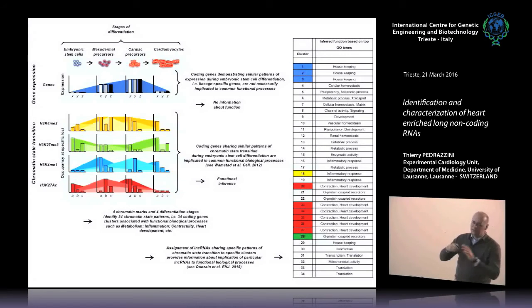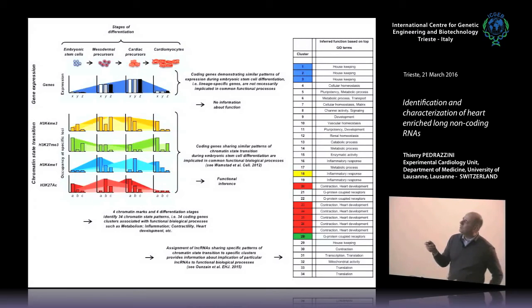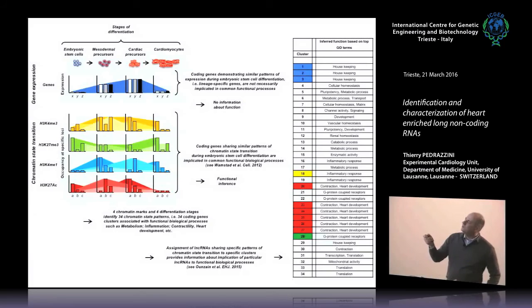Now, if you try to define the function of a transcript, you cannot rely on simple expression at different stages. Again, you have this differentiation process, and in this situation, 3 genes that are co-expressed. This doesn't tell you anything about the function of these genes. This could be a transcription factor, this could be a contractile protein, or whatever. We're talking about coding genes now.